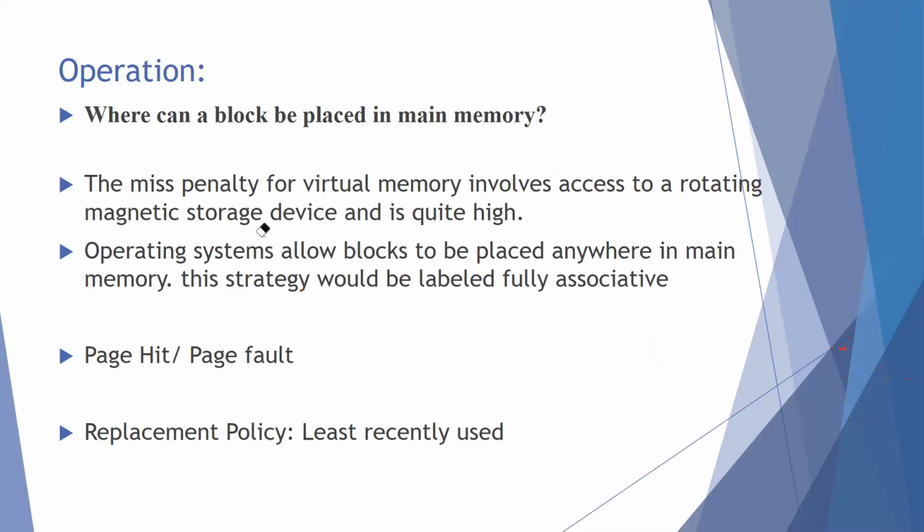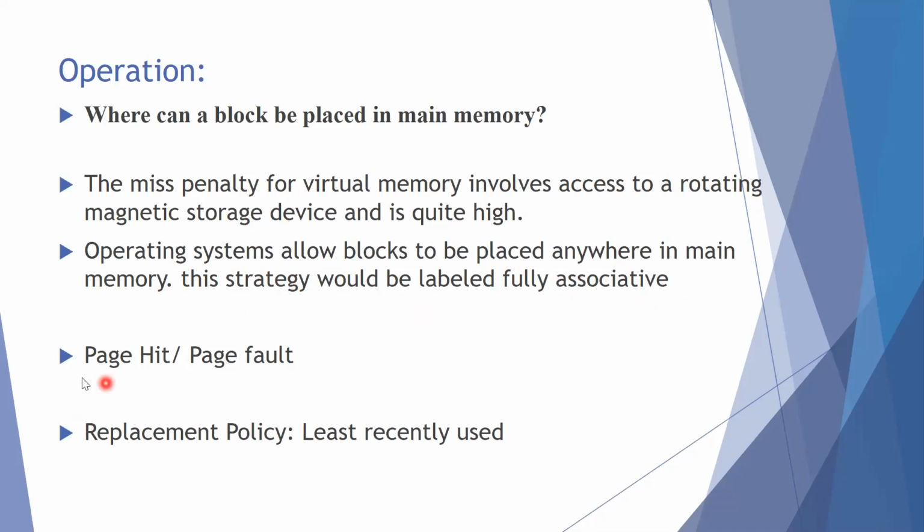So the first point that comes in the virtual memory operation is where can a block be placed in the main memory in the case of a page fault. The miss penalty for virtual memory involves access to a rotating or a magnetic storage device and is definitely going to be very high in terms of clock cycles. Therefore, the operating systems allow blocks to be placed anywhere in the main memory, and this strategy can be labeled as fully associative.